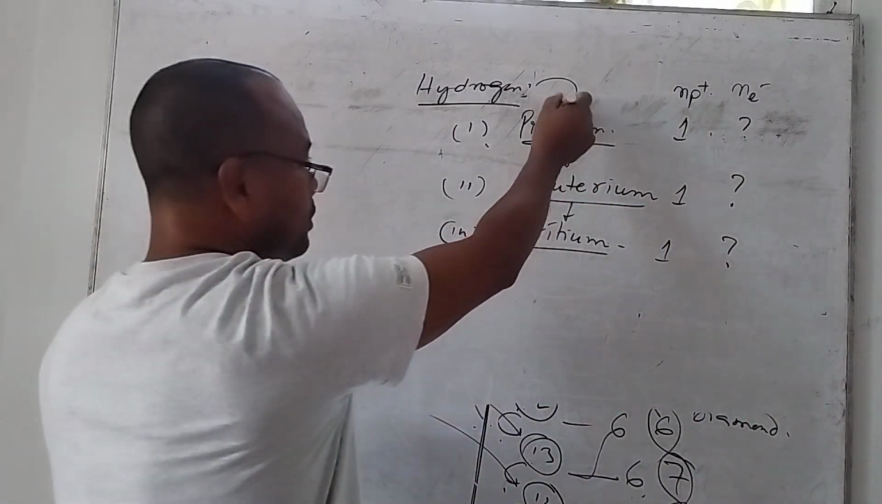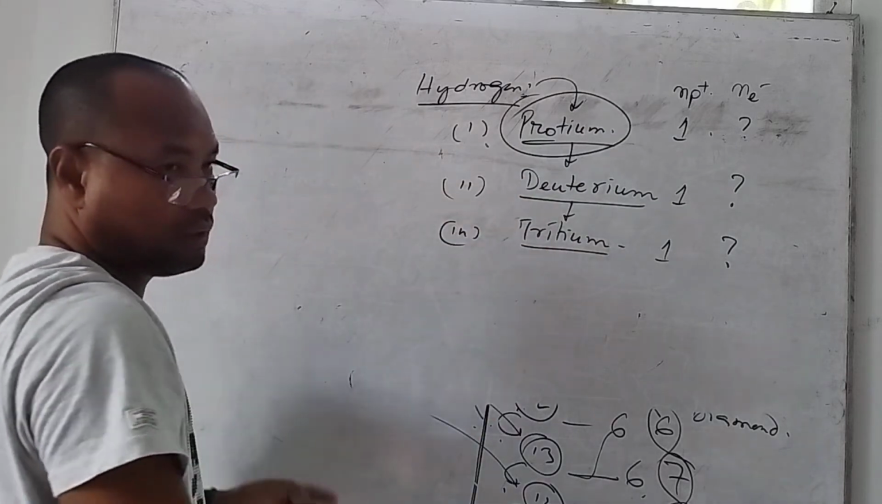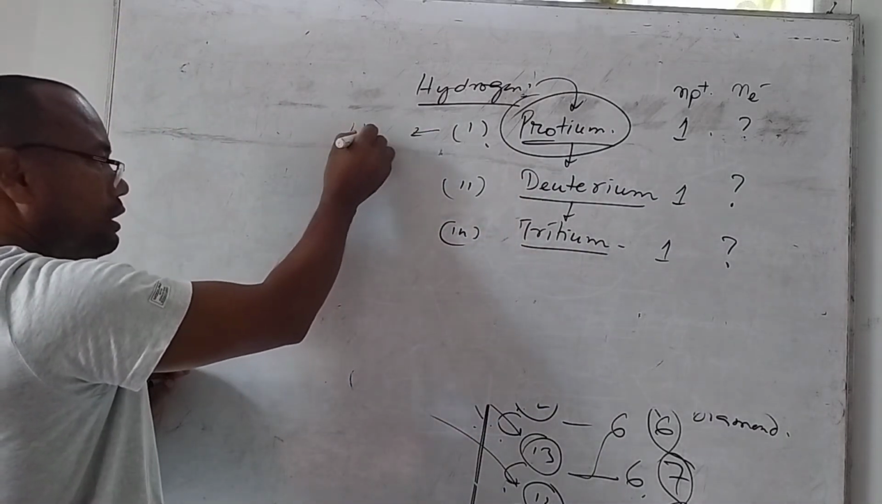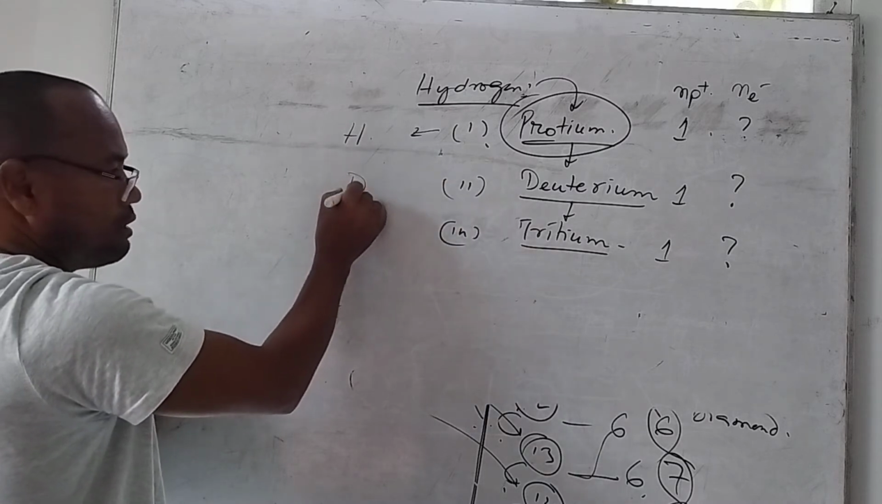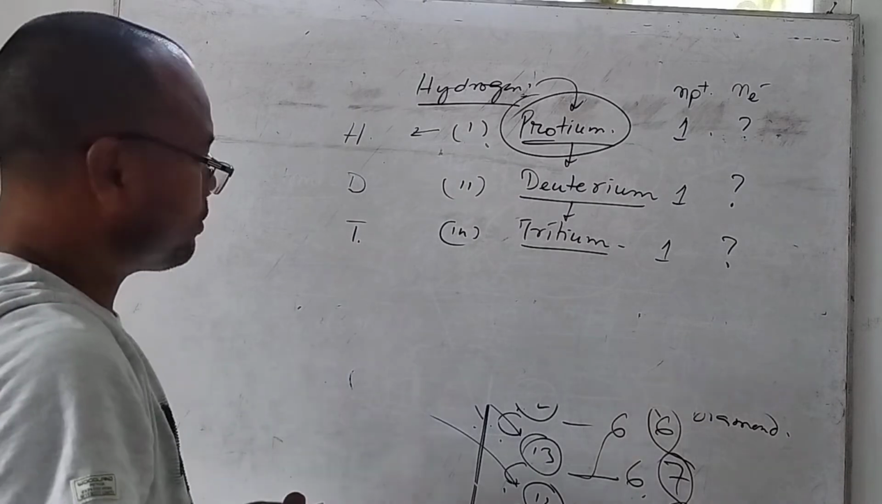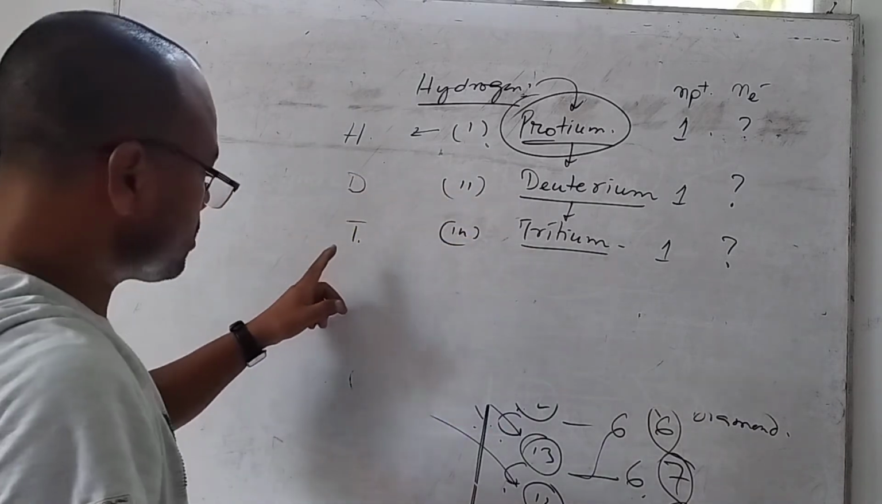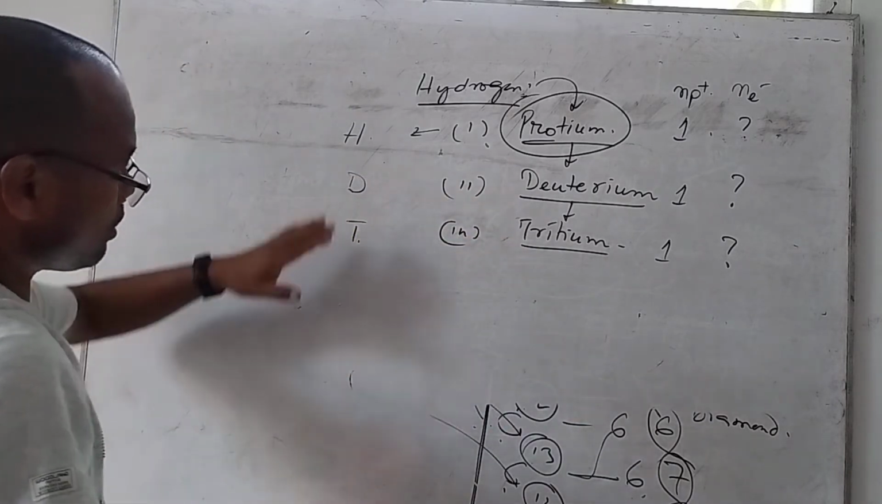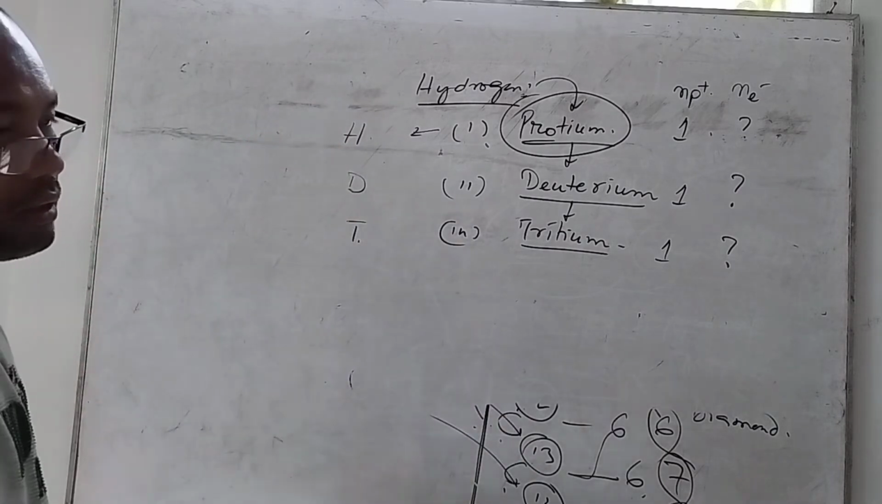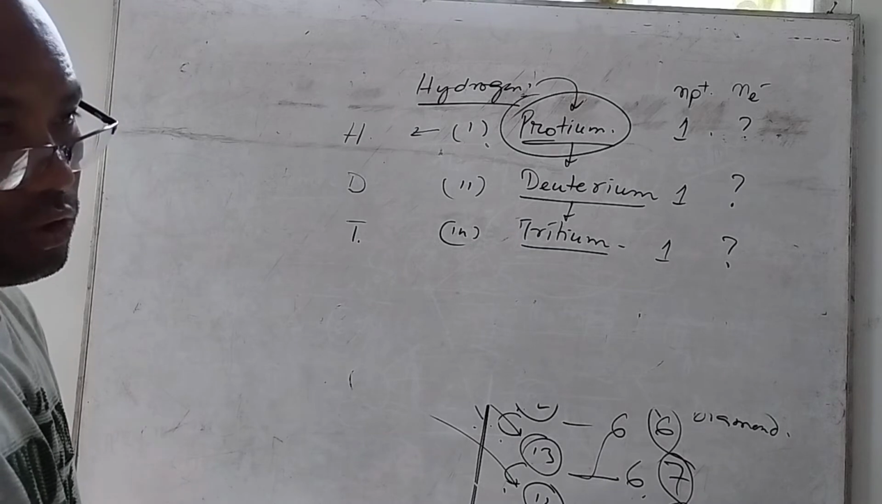Now the symbols I write here: protium, deuterium, tritium. This symbol represents protium, this D represents deuterium, and this T represents tritium. So the atomic number is the same, and there is no need to mention 1, 1, 1. The only difference is their number of neutrons.